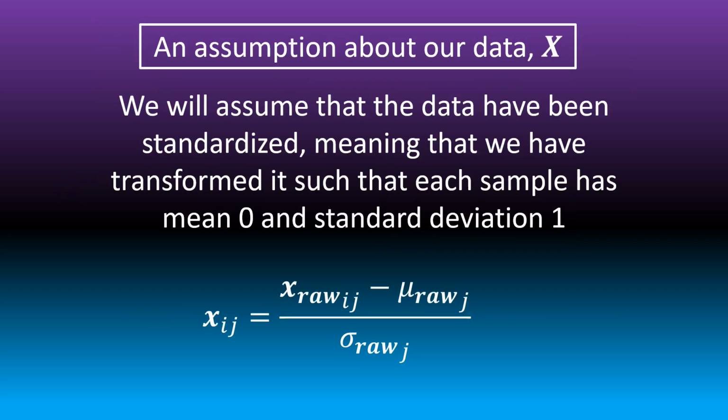So without loss of generality, we're going to assume that the data have been standardized, meaning that we have transformed it such that each sample has mean 0 and standard deviation 1. The formula is below.